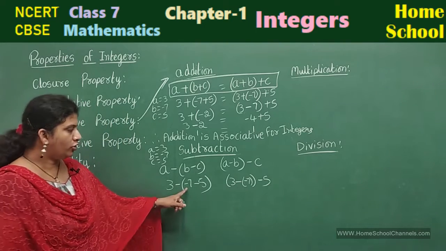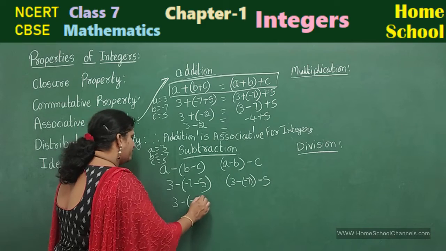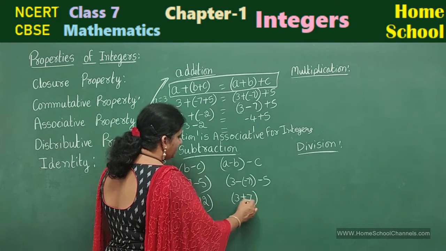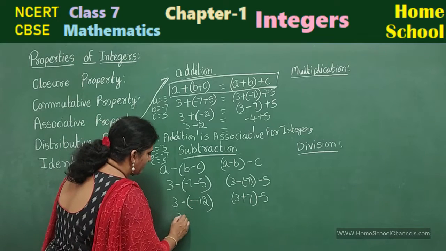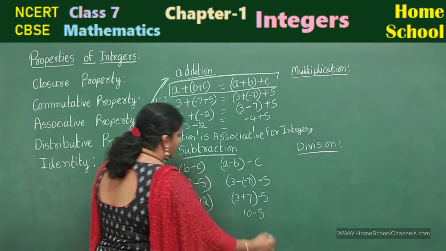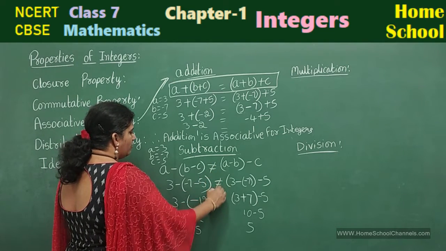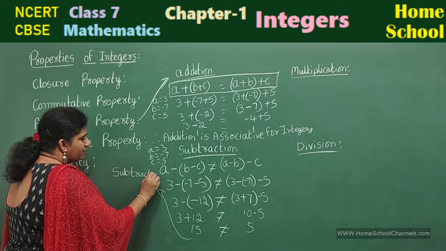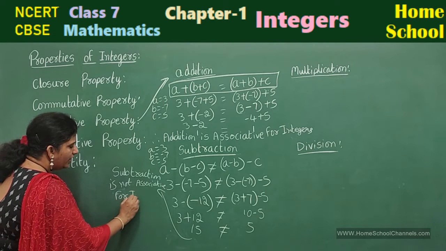3 minus, both are negative. We need to add the numbers and take negative sign. -7 minus 5 will be -12. And here 3 minus into minus plus 7 minus 5. Okay. Remove this from bracket. Minus into minus plus 3 plus 12. And here 3 plus 7 is 10. Remove from bracket, 10 minus 5. 3 plus 12 is 15. 10 minus 5 is 5. So what you can say? Both are not equal. Therefore, subtraction is not associative for integers.